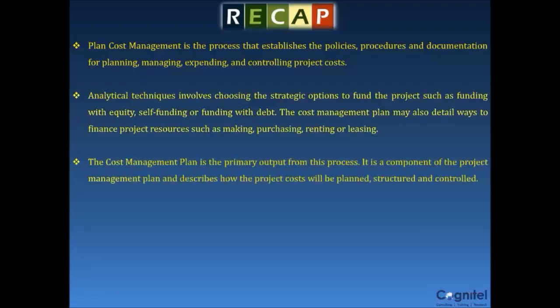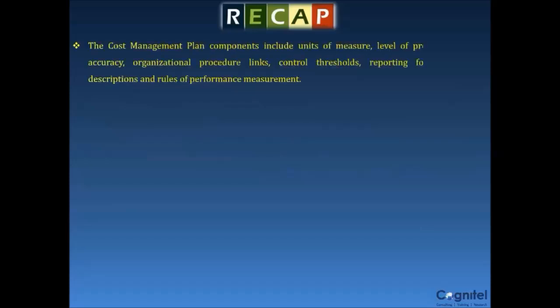The cost management plan is the primary output from this process. It is a component of the project management plan and describes how the project costs will be planned, structured and controlled. The cost management plan components include units of measure, level of precision, level of accuracy, organizational procedure links, control thresholds, reporting formats, process descriptions and rules of performance measurement.